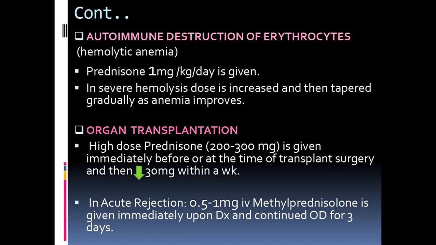Then autoimmune destruction of erythrocytes, hemolytic anemia: prednisone 1 mg per kg per day is given. In severe hemolysis, the dose is increased and then tapered gradually as anemia improves. Then organ transplantation: high dose prednisone 200 to 300 mg is given immediately before or at the time of transplant surgery and then decreased to 30 mg within a week.